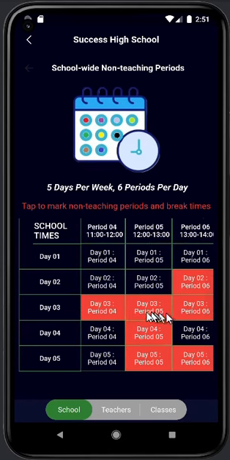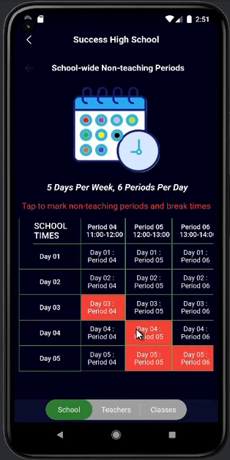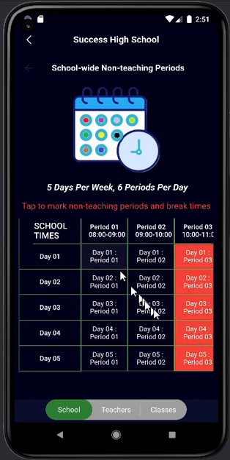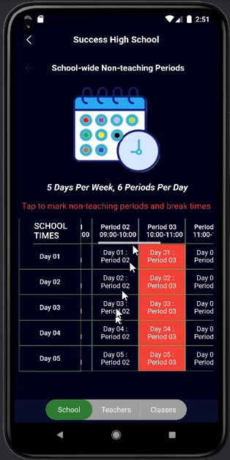That is all about specifying unavailability times for the whole school. Let's clear the other periods and only leave the school break in period 3. In the next session, we will focus on specifying unavailability periods for teachers and classes.